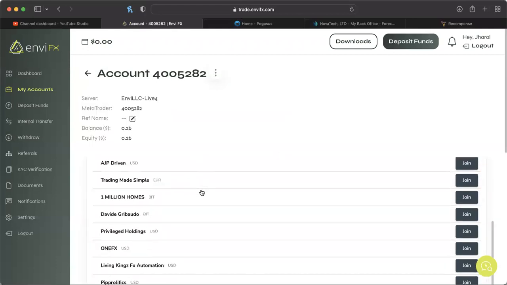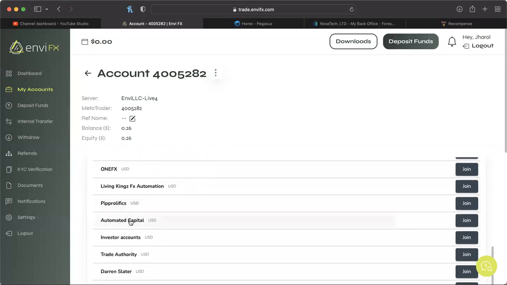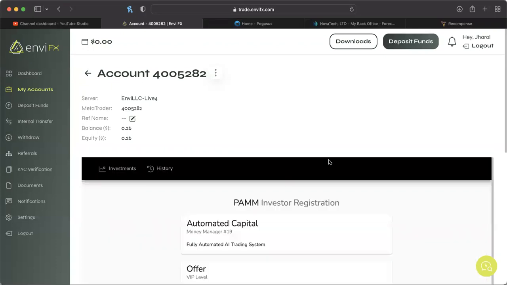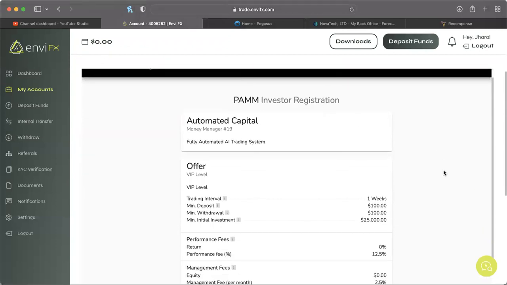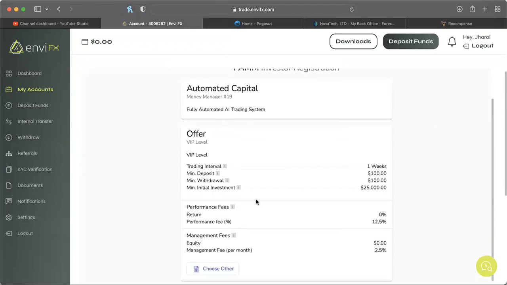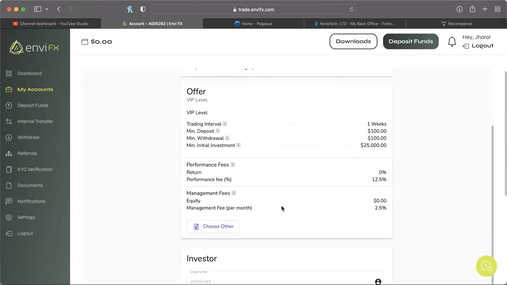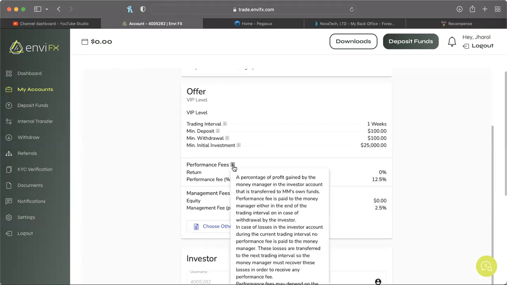But if we go on down to that platform, the account that we were looking to join, this automated capital, right? It gives you some details, all right? So there are different offers and choices, okay? The one that comes up right away is the VIP level offer, where your minimum initial investment has to be 25K, all right? Then it gives you the performance fee. That's the word I was looking for. So performance fees are what they charge you if they win, right? If they perform. So if they make a profit, at the end of every month, I believe, and we can read this right here.